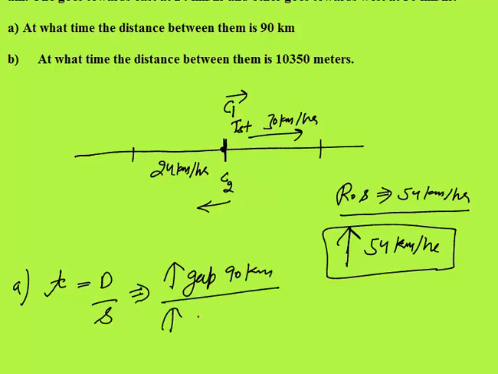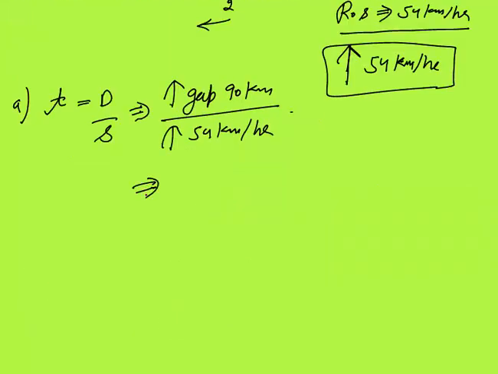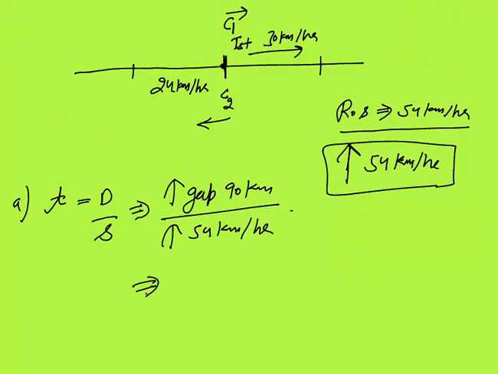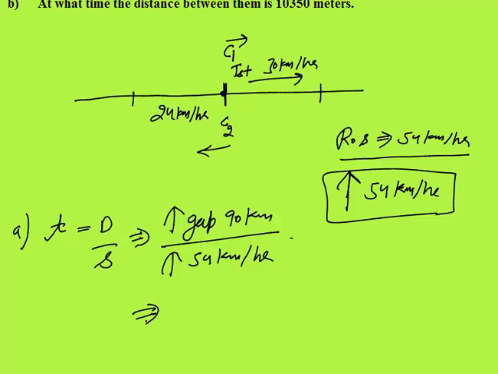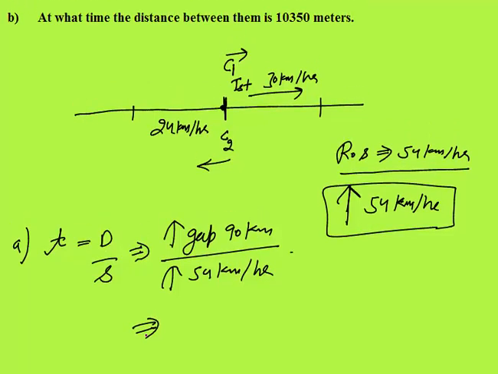Gap is increasing at a relative speed of 54 km per hour. Why 90? Because in the present situation the gap between them is 0. Both are at the same point. We need to create a gap of 90 km, that is the distance, and the relative speed.